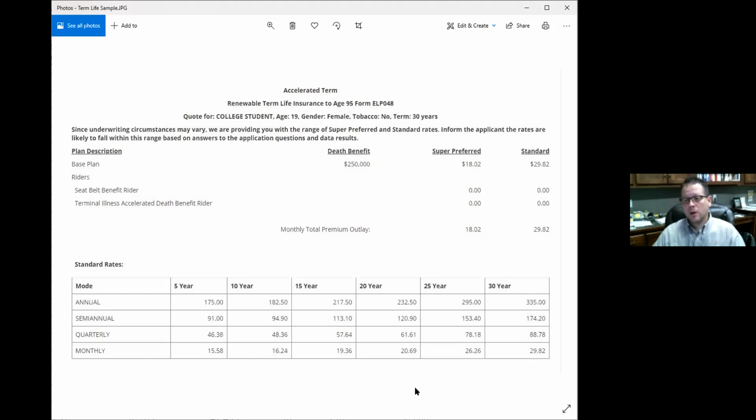But if I want this same policy, but I want to have it for a 30-year term, the insurance is going to be more expensive. It's going to be closer to $30 a month. And that's because you're getting closer to life expectancy. Certainly at 49, you're not at life expectancy, but the insurance company is taking a risk that as you get older, something may happen there. So that's kind of life insurance in a nutshell.